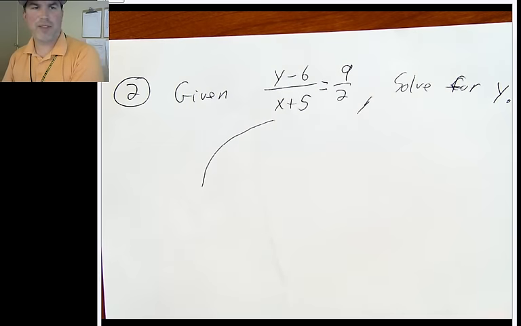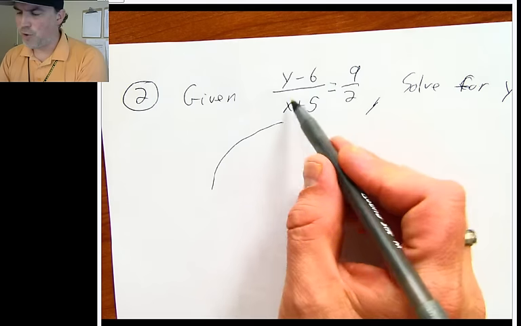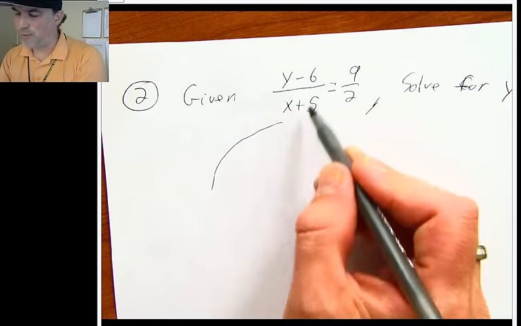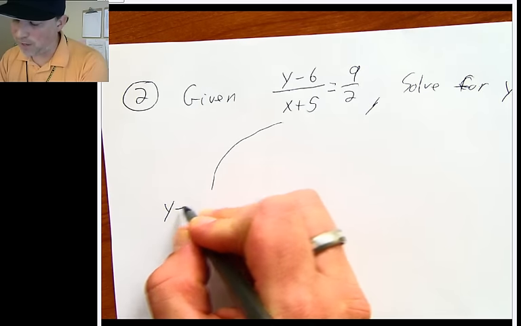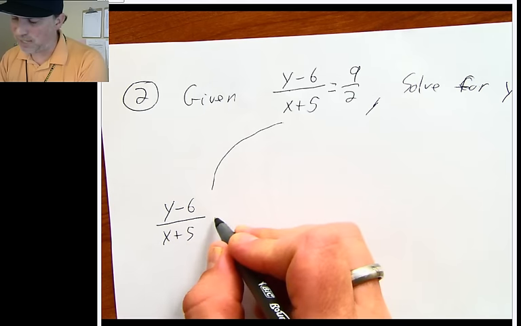First technique is the way that my brain immediately sees this. It's a two-step problem. If you're trying to solve for y, which is in the numerator, you could quickly eliminate this fraction on the left by multiplying both sides by the denominator x plus 5.